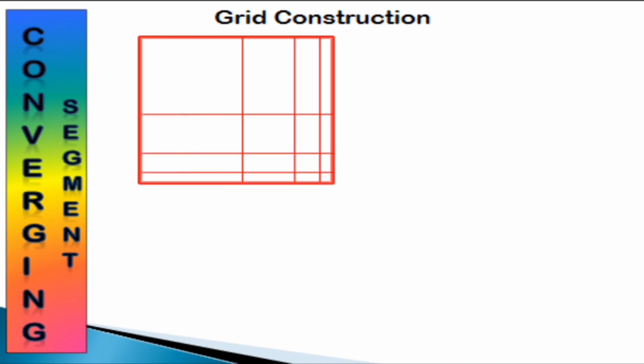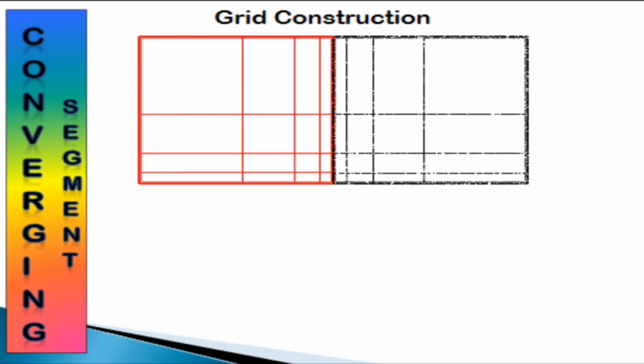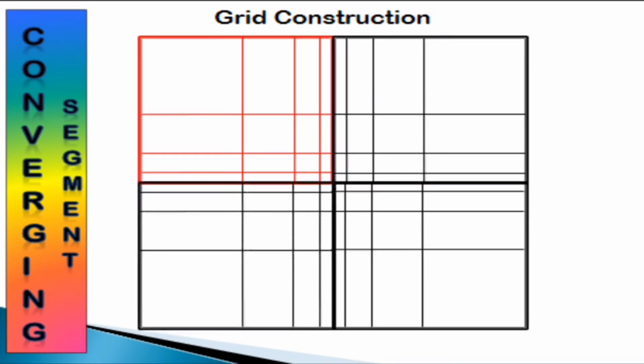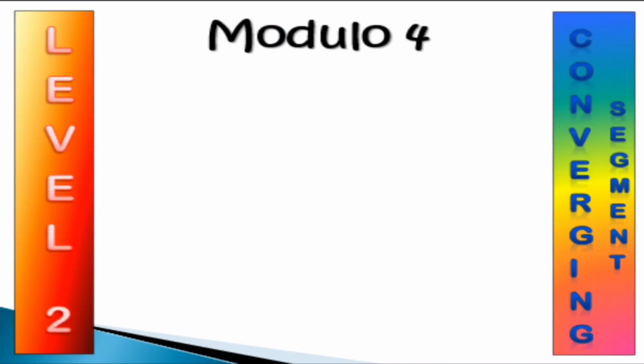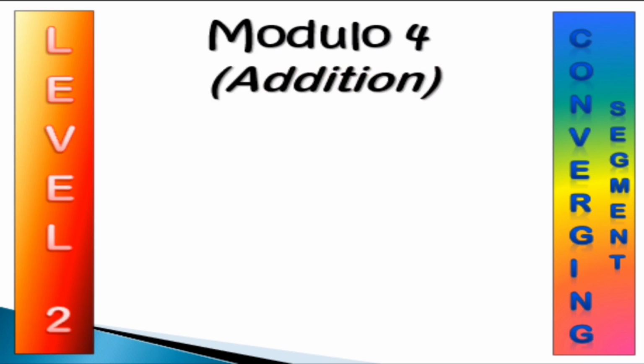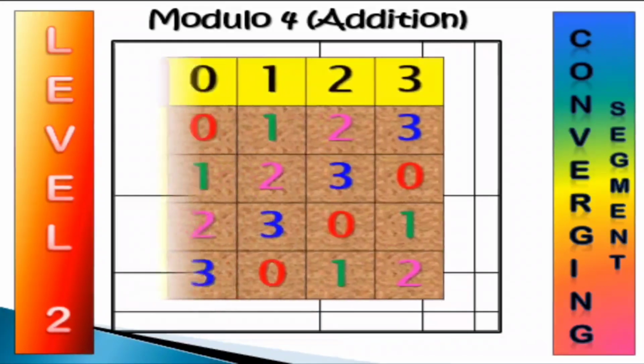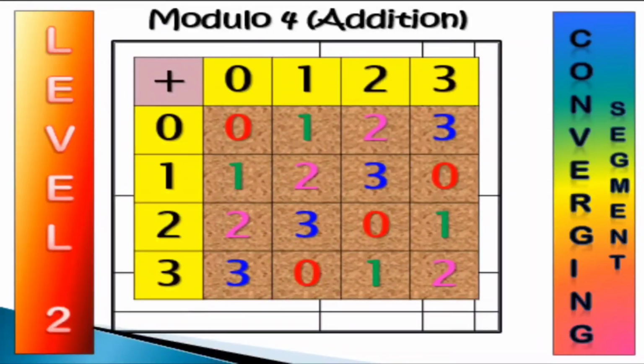And this will be the look of our grid in quadrant 1, quadrant 4, and quadrant 3. In grade 8 modulo art, we are going to use modulo 4 addition. And this will be our pattern. We will use this pattern for the arrangement of designs in our modulo art later.